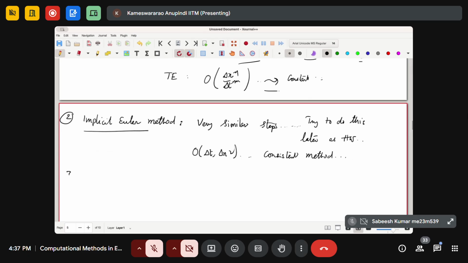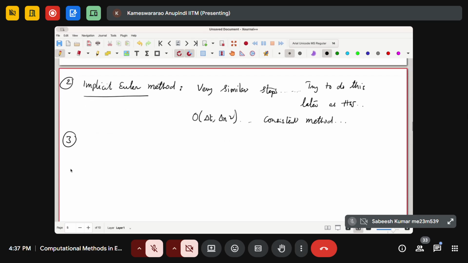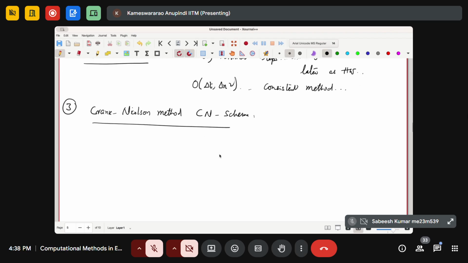Fine. Now let us look at the third scheme that we have learned. That is basically the Crank-Nicolson method, CN scheme. Okay. So what was the first starting step in working out the truncation error? It is using the scheme to discretize the governing equation, right?